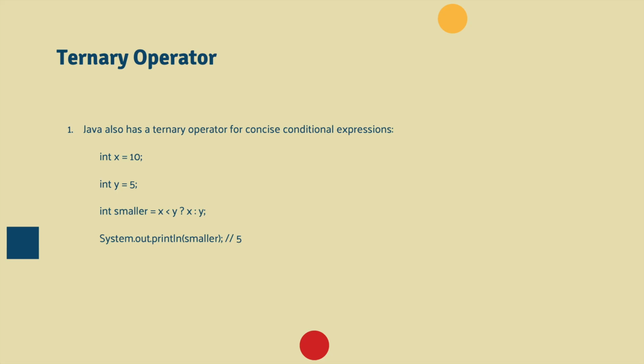Java also has a ternary operator for concise conditional expressions. This reads as: if x is less than y, then smaller equals x, otherwise smaller equals y.